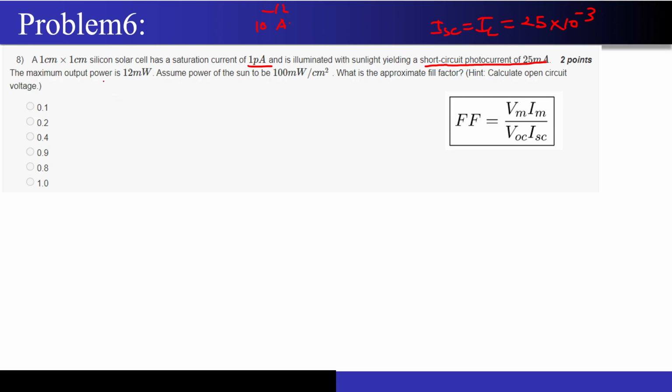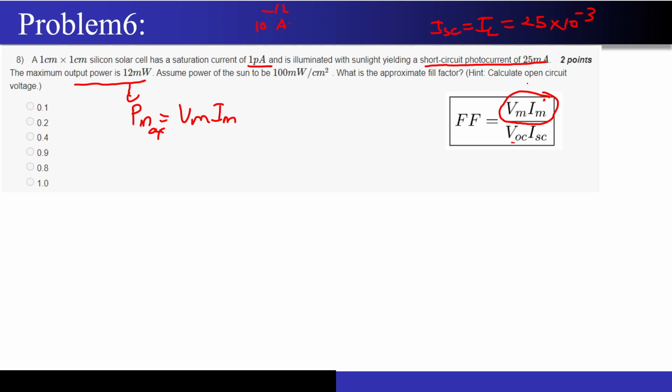The maximum output power is 12 milliwatts. So this is Pmax is equal to Vm times Im. It has already been given to me, right? So now assume power of the sun to be 100 milliwatts per centimeter square. What is the approximate fill factor, right? So what is the fill factor? The fill factor is nothing we have not already seen, right? Vm times Im divided by VOC into ISC. Vm into Im I already know. This value I already know, right?